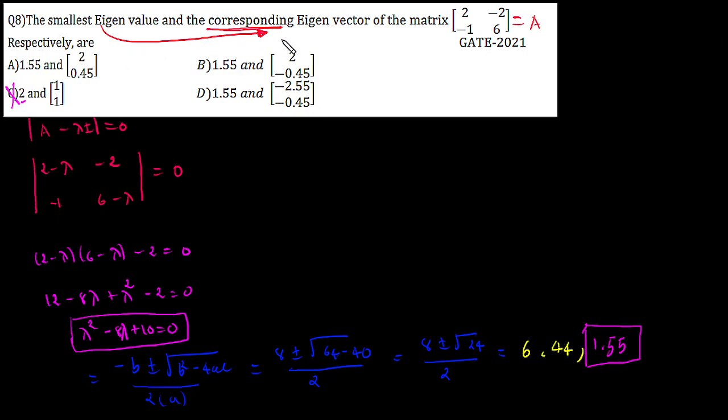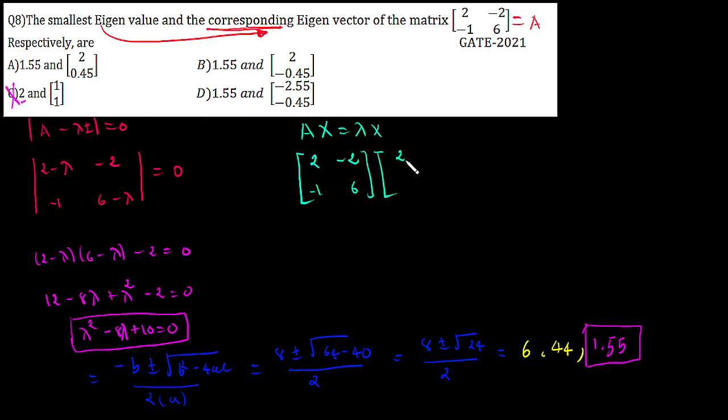Now we have to move to the corresponding eigenvector concept. To find the corresponding eigenvector, one can use the conventional method with lambda, Ax equal to lambda x. But here the vectors are given in the options, so we simply use the concept Ax equal to lambda x. We already have the matrix A, so let's put it here: 2, minus 2, minus 1, 6. Now let's start with option A.